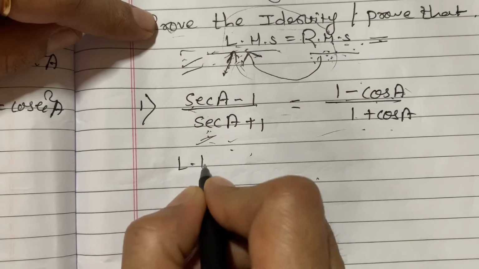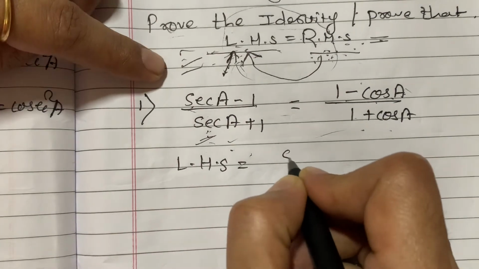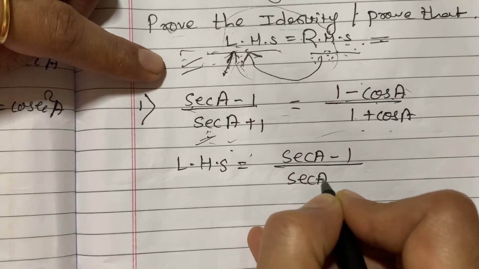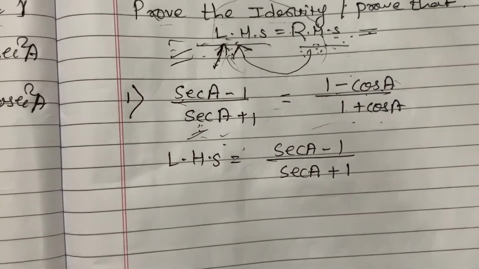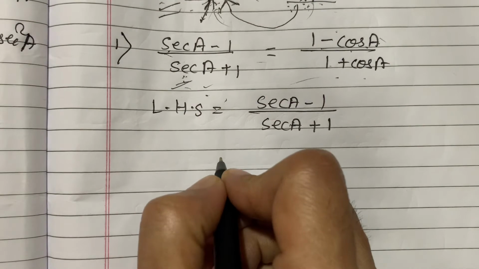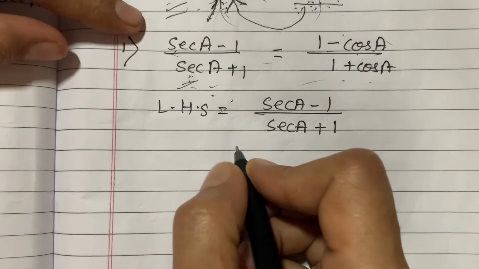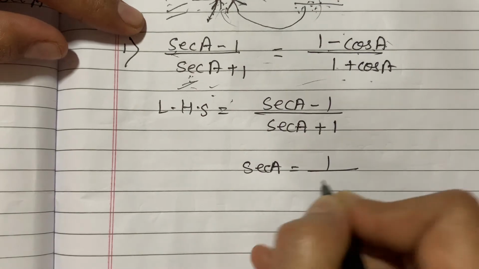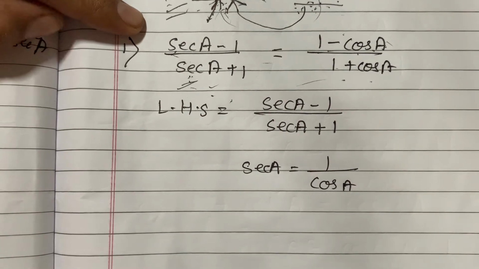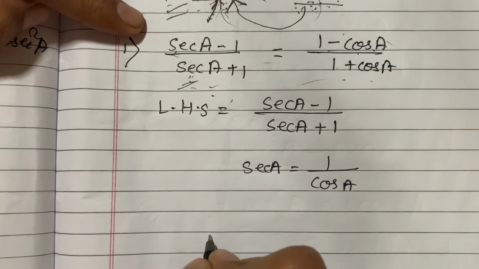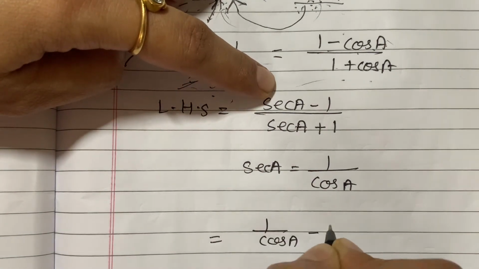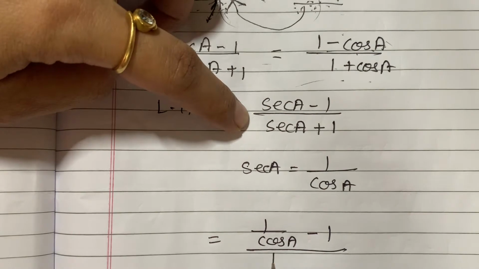So I will start from LHS, which is equal to sec A minus 1 upon sec A plus 1. We know the reciprocal relationship that sec A is equal to 1 upon cos A. So put this. So sec A is 1 upon cos A, minus 1, upon, once again sec A, 1 upon cos A, plus 1.